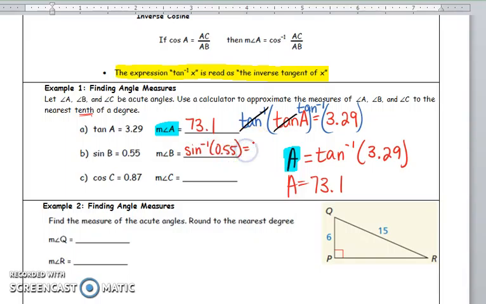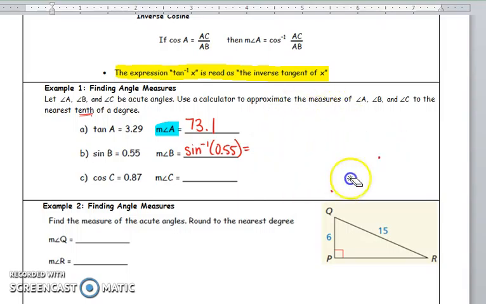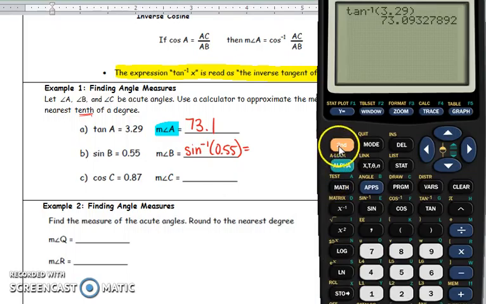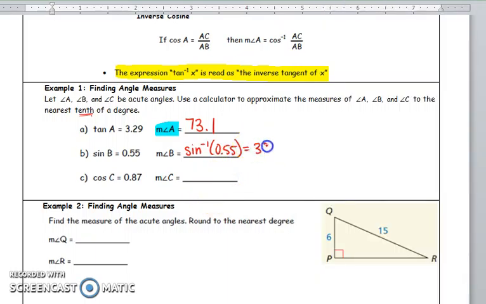And that comes out to be, I'm just going to erase this work on the side here so that we have room. You should leave it on your paper, but I'm running out of room. So the inverse sine of 0.55 is 33 point, I'll round up to 4. So 33.4.